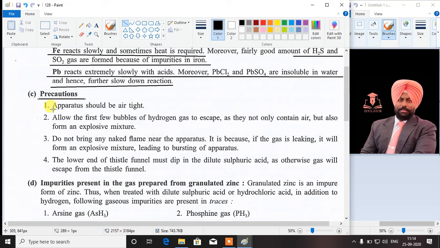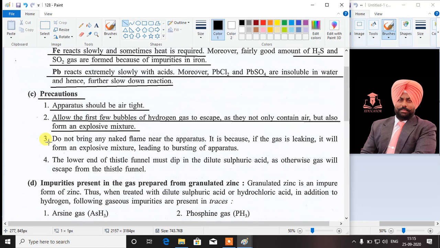The precautions are that the apparatus should be airtight. While performing the experiment with the production of hydrogen gas, let a few bubbles of hydrogen gas escape first and then start collecting in water. The reason for letting the hydrogen gas escape is that whenever hydrogen gas combines with air, it forms an explosive mixture. To avoid this, we allow a few bubbles of hydrogen gas to escape first.